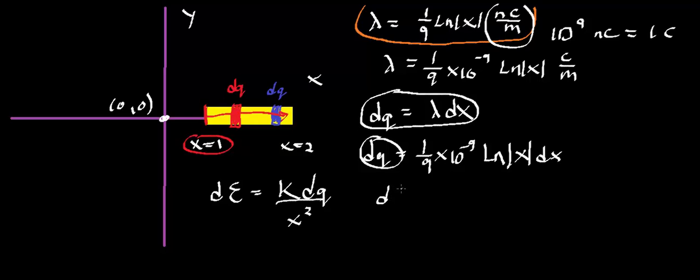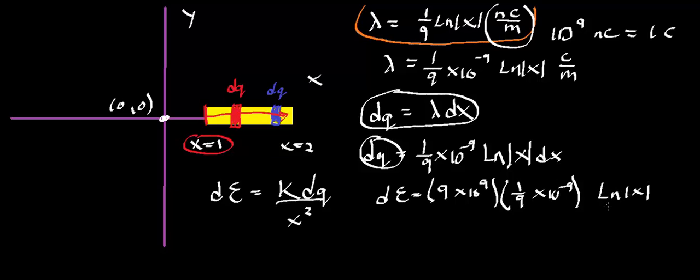Okay, we'll say that a differential electric field element is equal to K. K is 9 times 10 to the 9th newton meter squared per coulomb squared. And then we're going to multiply that times dq, but dq is 1/9 times 10 to the minus 9th, multiplied times natural log of x, and we divide that by x squared and multiply by dx. So you can pretty easily see that we're going to be doing an integral. So let's integrate both sides.